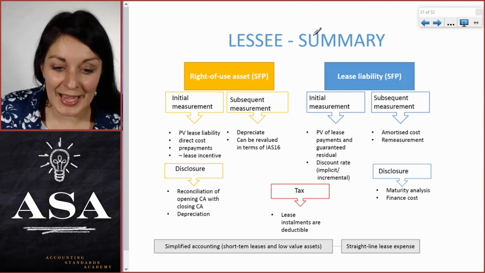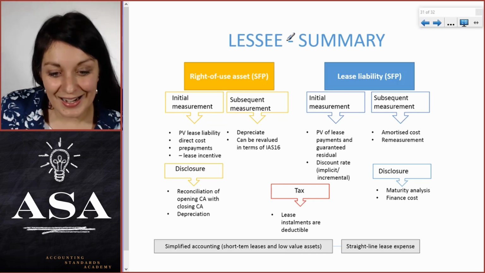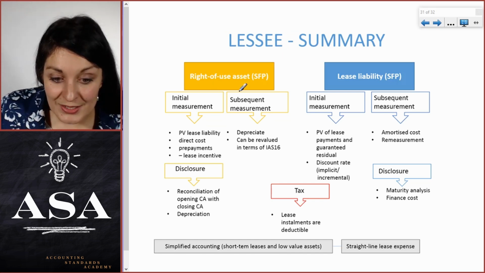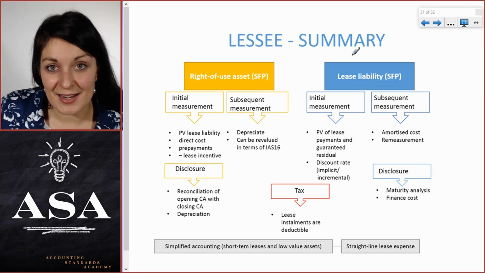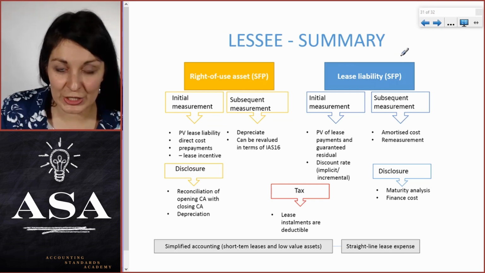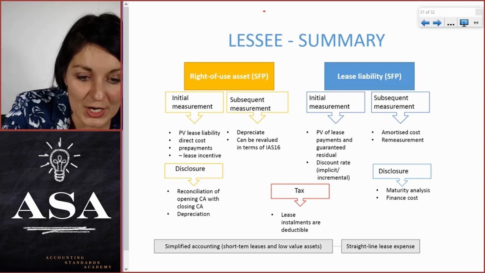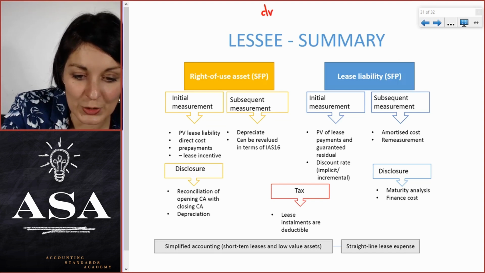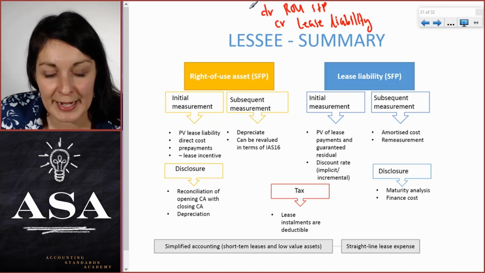Okay, so what will happen here is that in terms of IFRS 16, the lessee will now recognize a right of use asset in the statement of financial position and a lease liability in the statement of financial position. So how would that look in a journal? On initial recognition of the lease, the lessee would debit the right of use asset in the statement of financial position, and then credit the lease liability. So you will have these two elements in your statement of financial position.